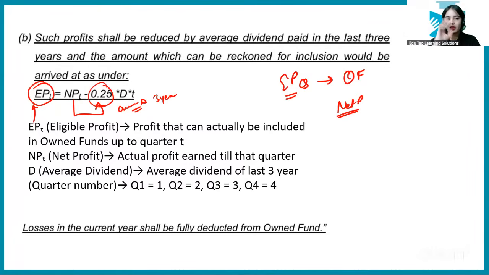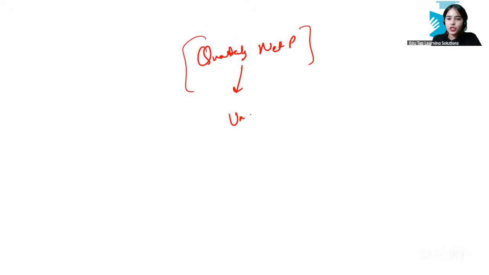No confusion? This was all. So the eligible profit from the quarterly net profit, they could have just said undistributed profit. I don't know why they made it so complicated. So from the quarterly net profit, only the undistributed profit can be added in the owned fund, in the tier 1 capital, in the common equity tier 1 capital.